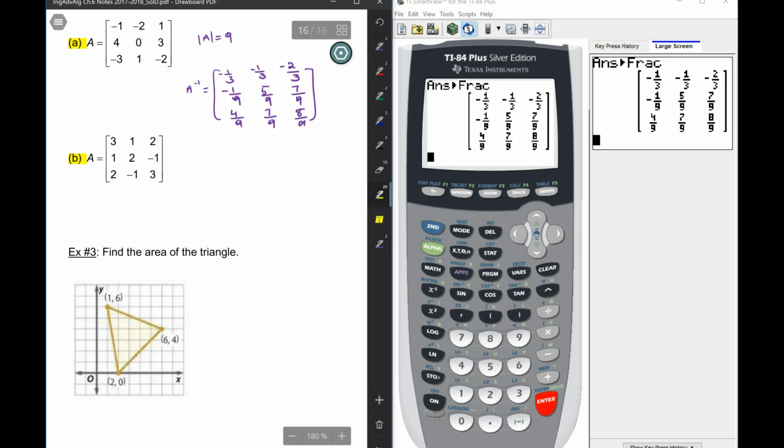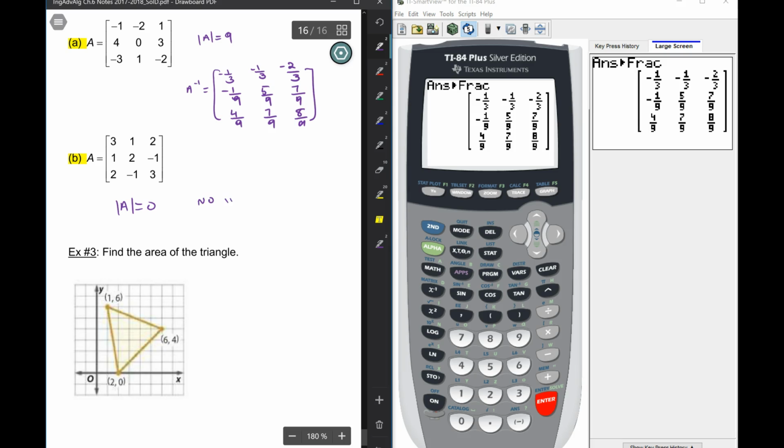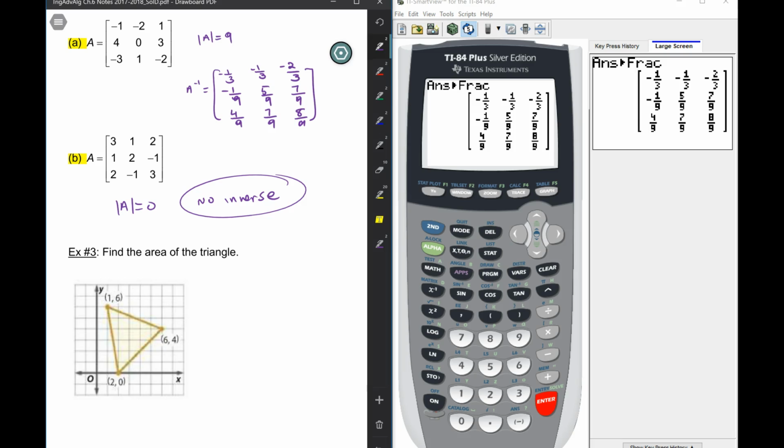Okay. So this is what we got for the inverse of that matrix, and it has to be in fractions, period. What was the determinant for B? 0, which means what was the inverse? Right, there is no inverse. Do you care if you're singular or not? I do. Write no inverse. I want to know that you know what singular means, okay?